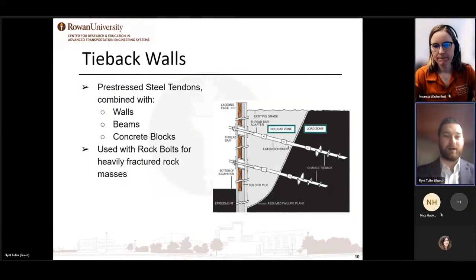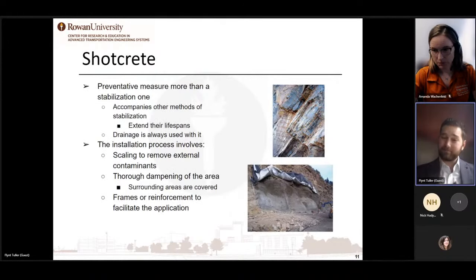The next technology that I'm going to go over is tieback walls. Essentially, tieback walls are pre-stressed steel tendons with walls, beams, and concrete blocks. Tieback walls are used alongside rock bolts for areas of rock mass with greater instability. It's not just in one specific section; you're worried about a larger area of instability. This allows that compressive force to be spread out much more and be more all-encompassing when stabilizing this section. So it is used in the same way as rock bolts, but for a wider area.